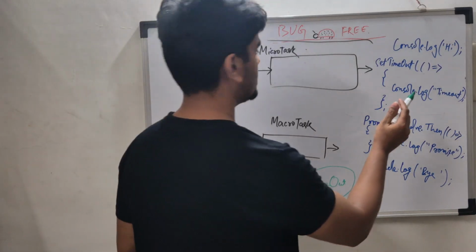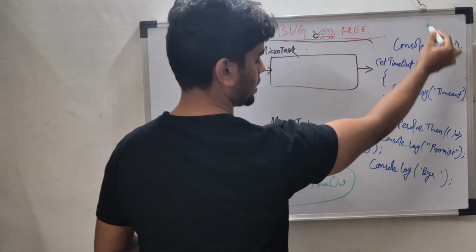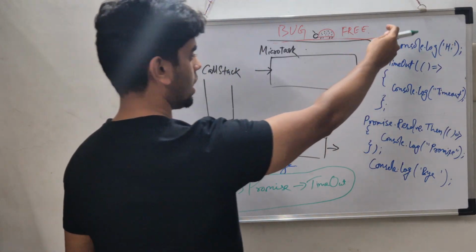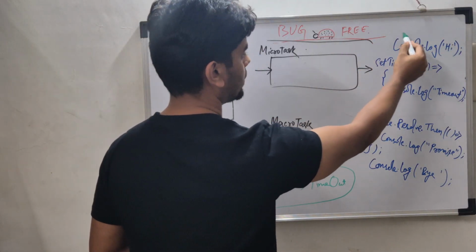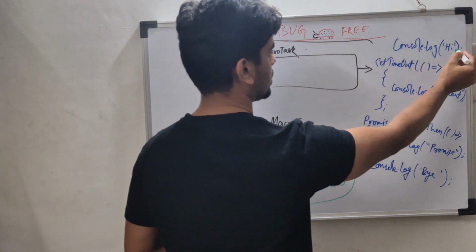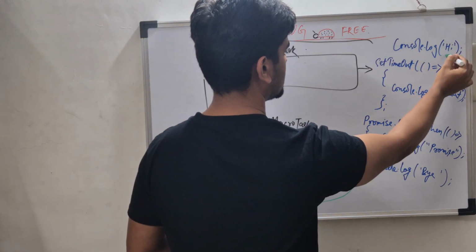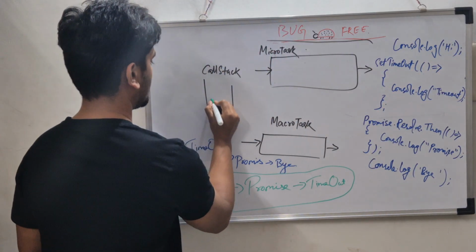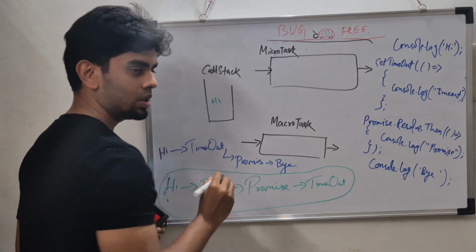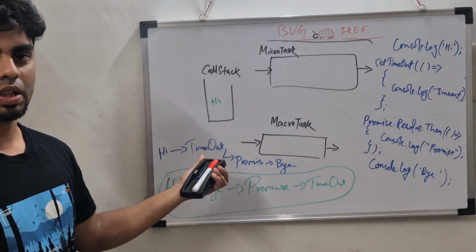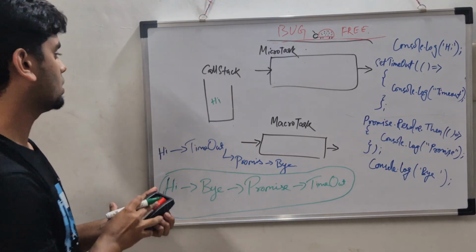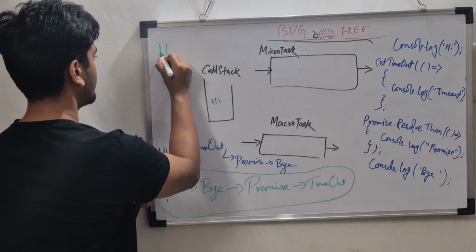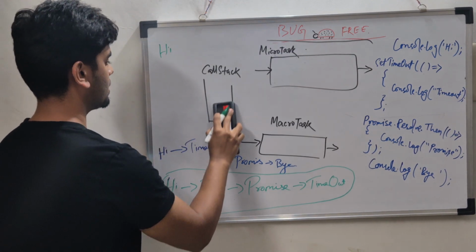As I said, JavaScript is a synchronous language. It will always start from the start. So it will come to the first line, console log hi. This code will get pushed to the call stack. Whatever code is coming to the call stack will get executed in the next second. So hi will get printed. Now the call stack is clear.